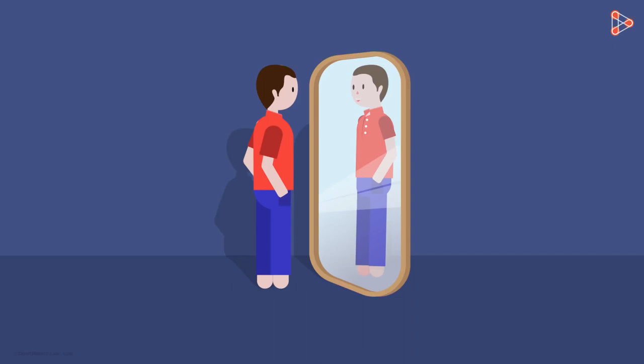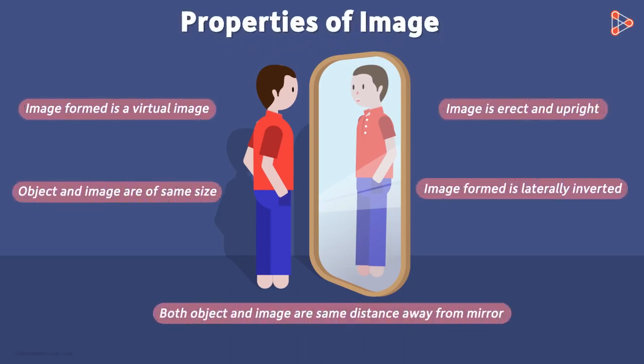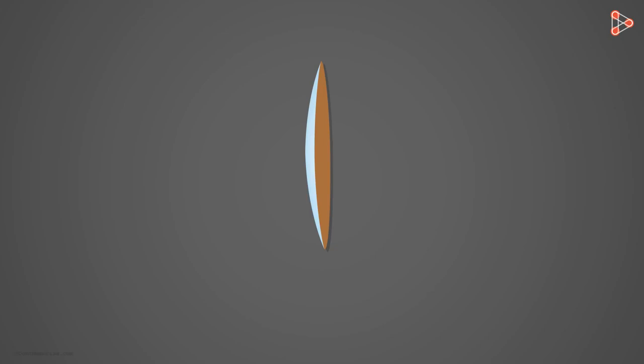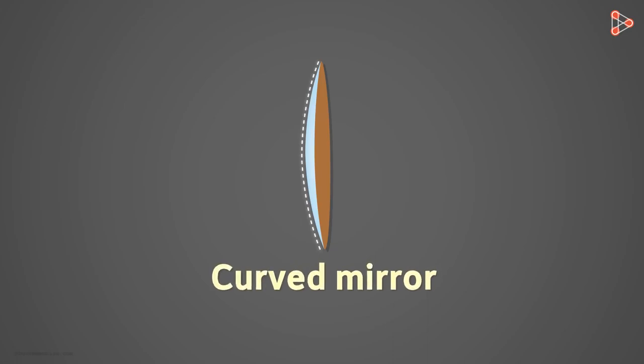Till now, we have been looking at the properties of images formed by plane mirrors. A plane mirror is a mirror whose reflecting surface is flat. What about this mirror? Is this also a plane mirror? This is a mirror as it has this smooth reflecting surface. But this is not a plane mirror as this reflecting surface is not flat. The reflecting surface is curved and hence this mirror is called a curved mirror.